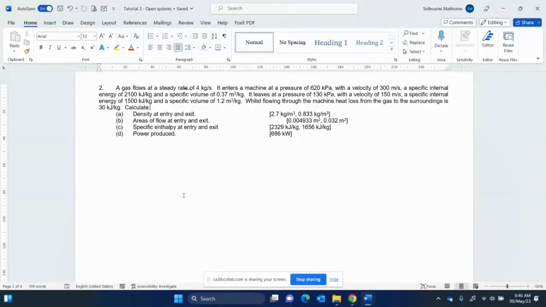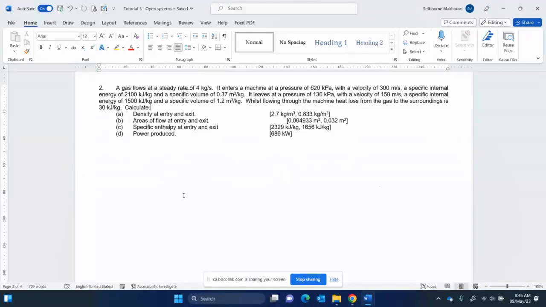And then at the outlet, the pressure drops to 130. Now, P1 is greater than P2. It can't be a compressor because a compressor increases pressure. So if the pressure at P2 is less than at P1, it means that it's a turbine. So we can see from the second statement that we are dealing with a turbine. The question wanted to be tricky to us: it says a machine, they didn't want to say a turbine, maybe to trick us. So this is a turbine.